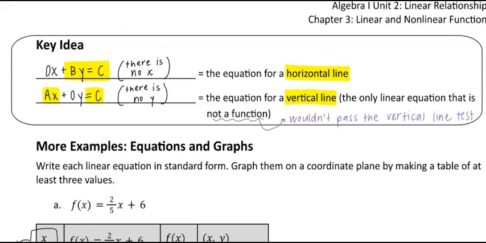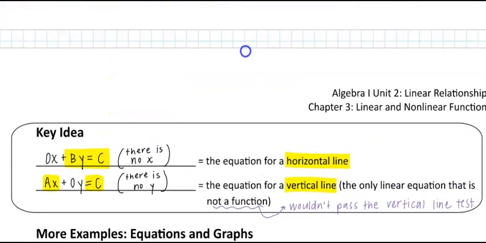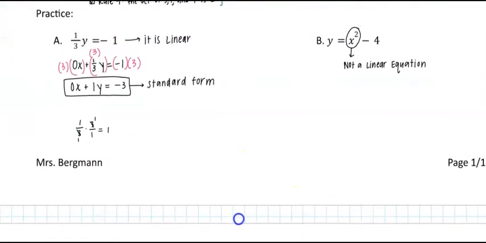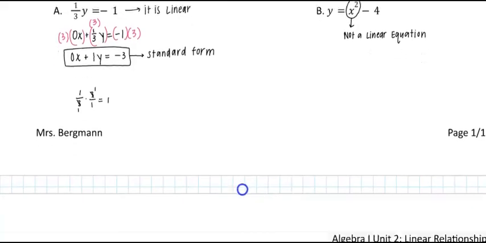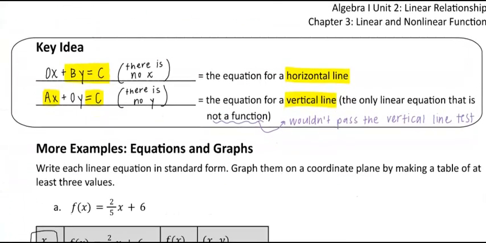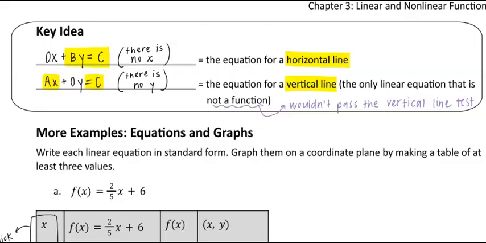A couple more notes for you. On that last problem where we had 1/3 y equals -1, we said it was linear and it didn't have an x in it. Anytime you have a linear equation without an x in it, or if you have 0x, that is an equation for a horizontal line.